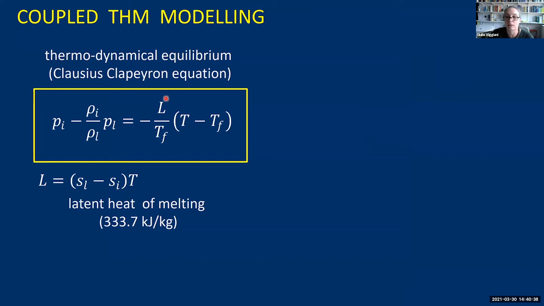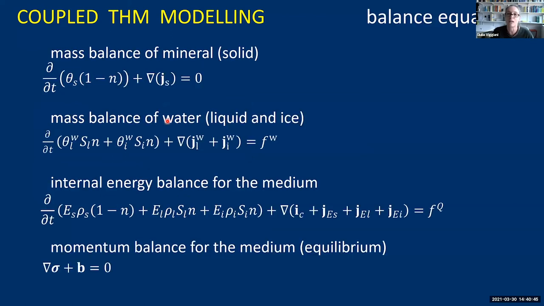is the latent heat of melting at 333.7 kilojoules per kilogram. And then you will have to look at a big system of differential equations that are governing the problem. And they are essentially mass balance equations of all the species that are in this problem: the solid mineral, which is always solid, and the water that can be solid as ice or liquid. And then you have internal energy balance for the medium, and then you have equilibrium, that is momentum balance for the medium, loads of differential equations.